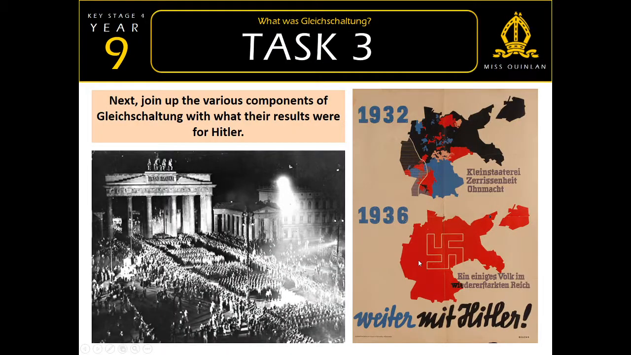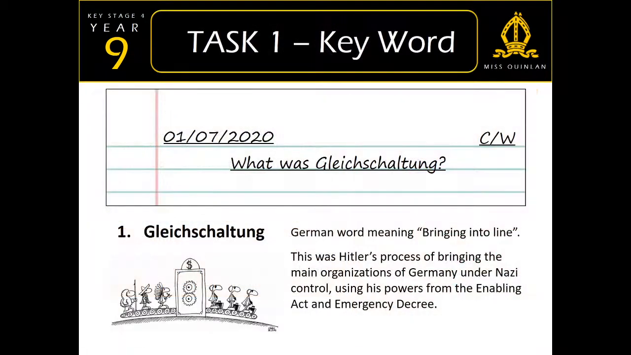We'll go through this next time. I'll see you in our Zoom lesson. But that is your work for today, just looking at how Hitler brings into line, how this process of Gleichschaltung is carried out across Germany in the months following the passing of the Enabling Acts.